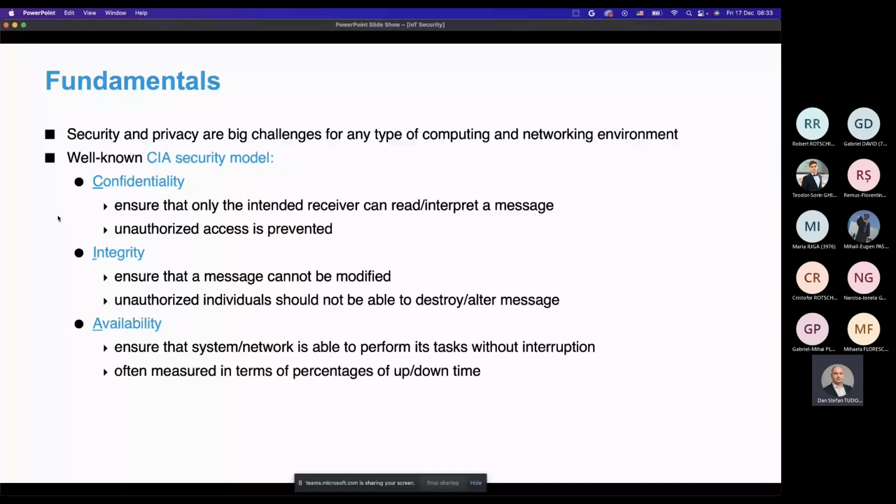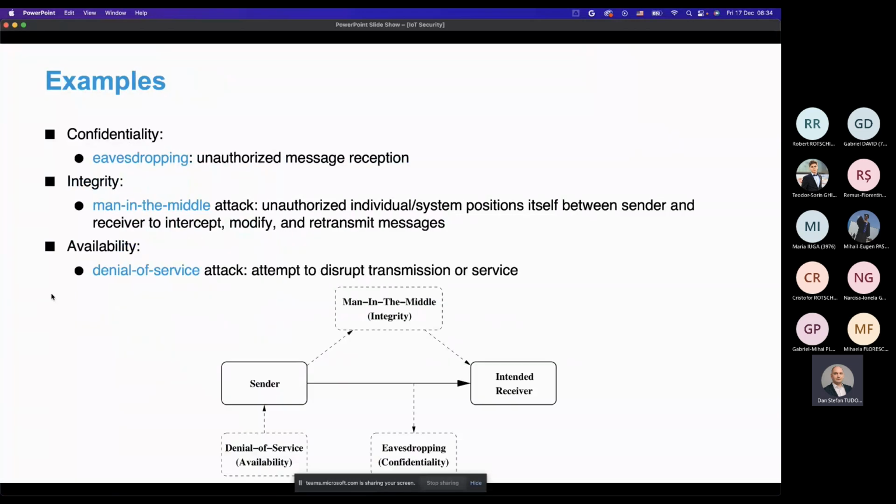Integrity: you have security mechanisms that must ensure that a message cannot be modified as it propagates from the sender to the receiver. So there are no unauthorized individuals that can destroy or even alter the contents of the message that is sent between two parties.